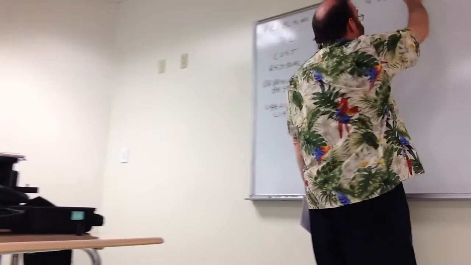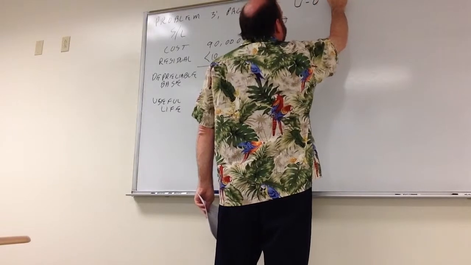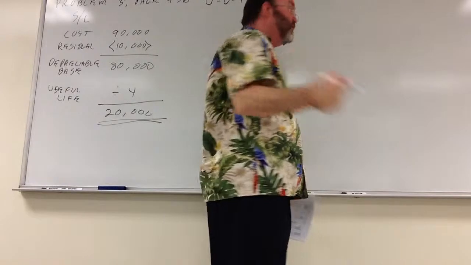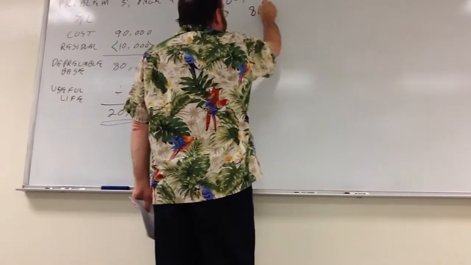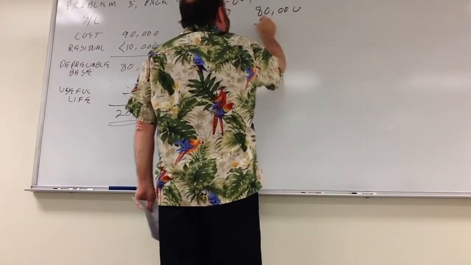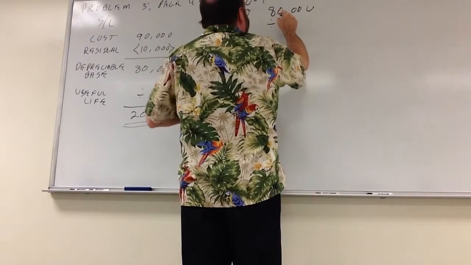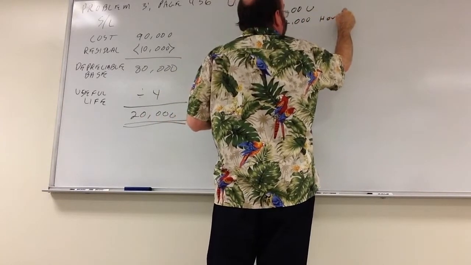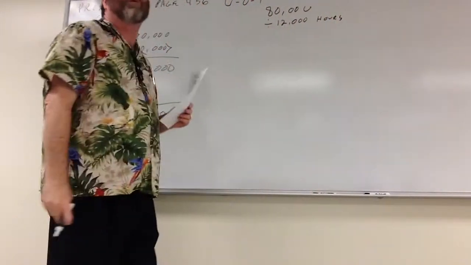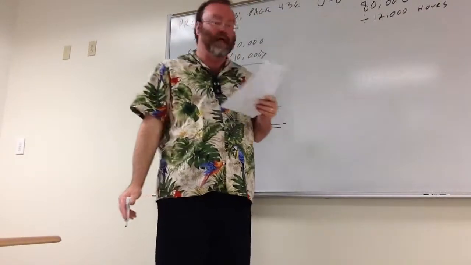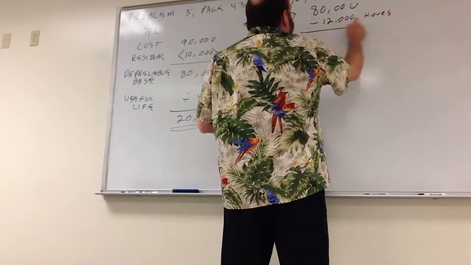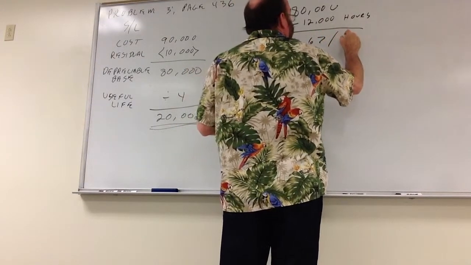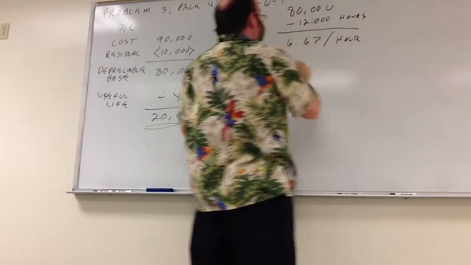So, units of production. You're going to take the same depreciable base, which in this case was $80,000. Only now you're going to divide it by the number of hours that you expect to use it for. That's going to give you a $6.67 per hour depreciation rate.